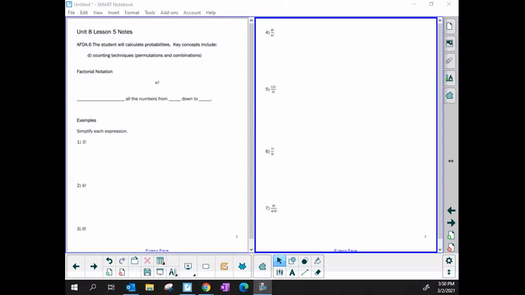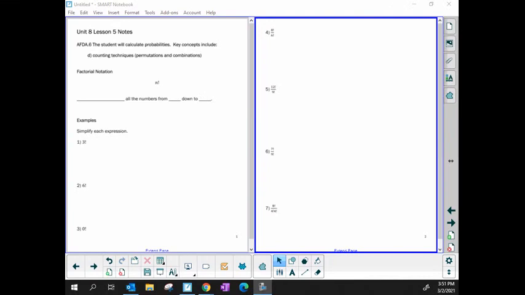Today we're going through the Unit 8 Lesson 5 notes where we talk about factorial notation. The way that we write factorial notation is using an exclamation point. So that N exclamation point represents N factorial, not N. You get it? Because it's like I'm saying N really loudly because of the exclamation point.